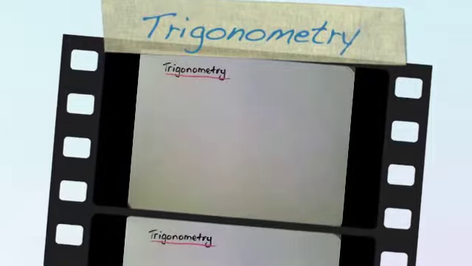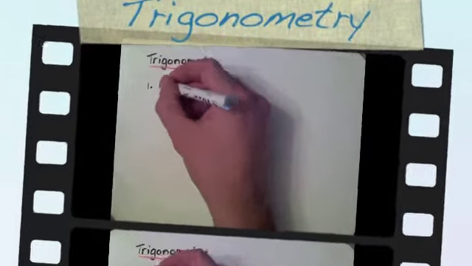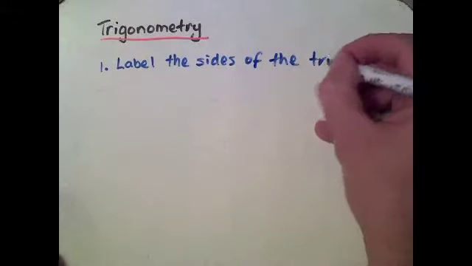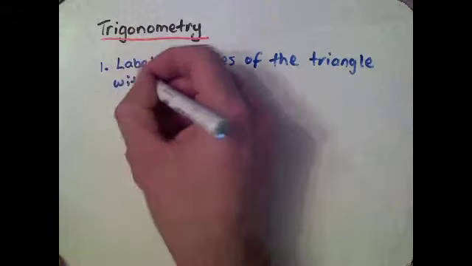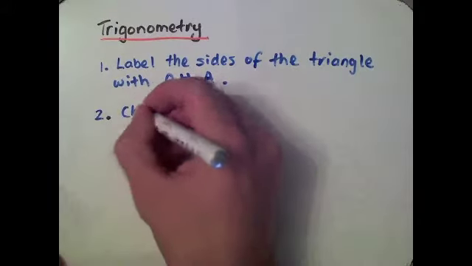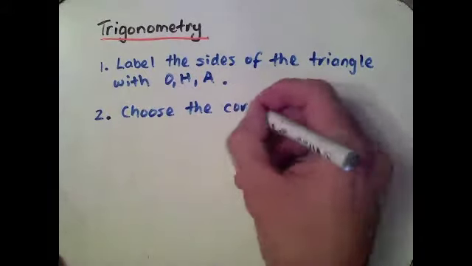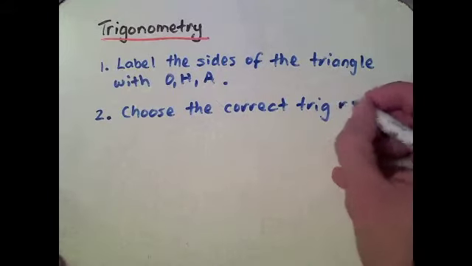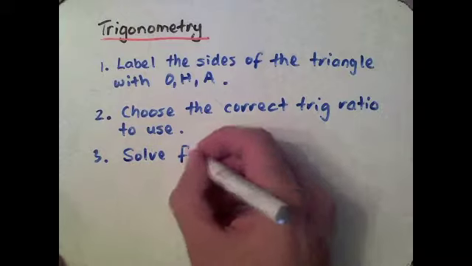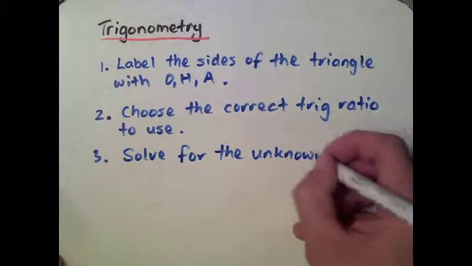Alright guys, we're going to be looking at trigonometry and how to solve problems with trigonometry. So our first process that we're going to look at is being able to label the sides of a right angle triangle with O, H and A. Once we can label our triangle with O, H and A, we need to then choose the correct trig ratio that we're going to use. And then the third thing we need to be able to do is solve for the unknown side or angle.